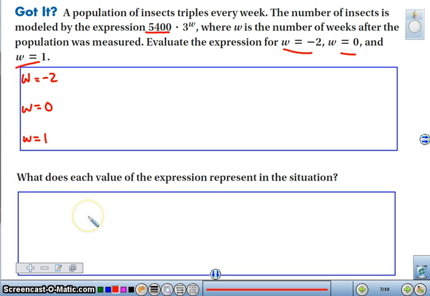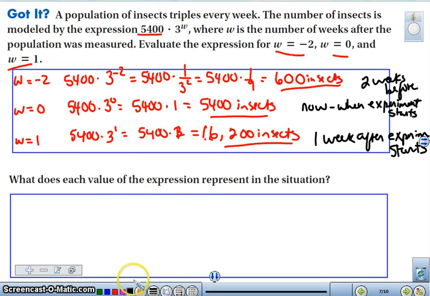Please pause the video, write out and show your work for the 5400 times 3 to the negative 2. Do that for each of these, show your work, and then evaluate what your answer is, and we'll take a look at that in just a minute after you've paused the video.